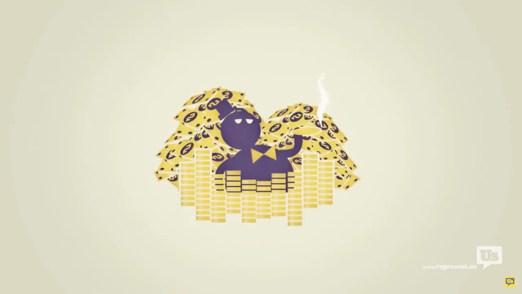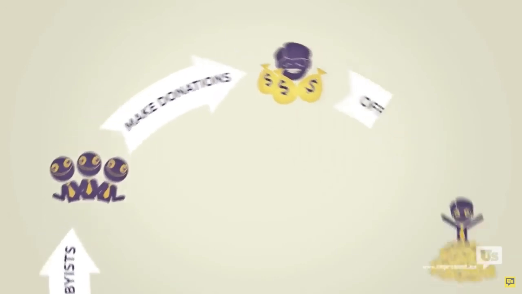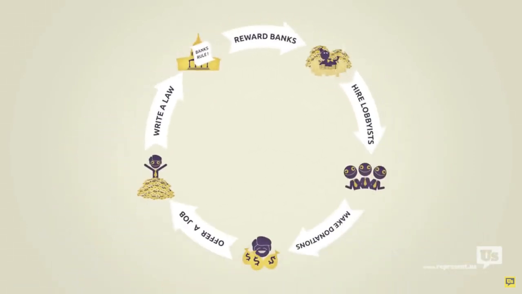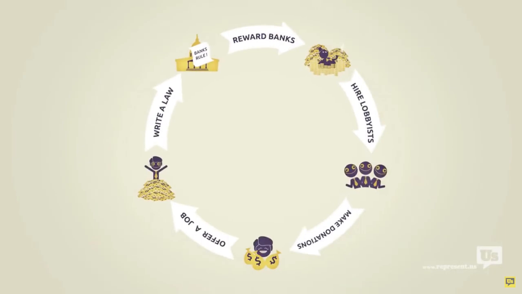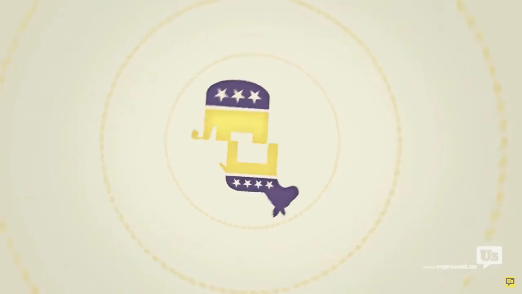This is how a bill becomes a law. A special interest hires some lobbyists, those lobbyists collect campaign contributions, offer jobs, and then write the laws that Congress then passes to help those same special interests. This happens every day on every single issue with politicians of both parties.